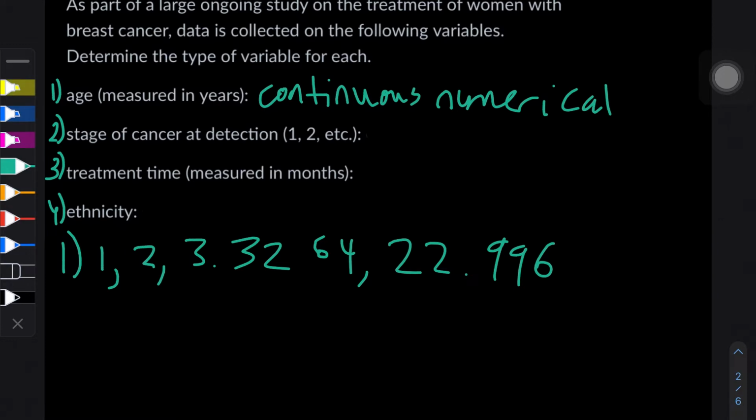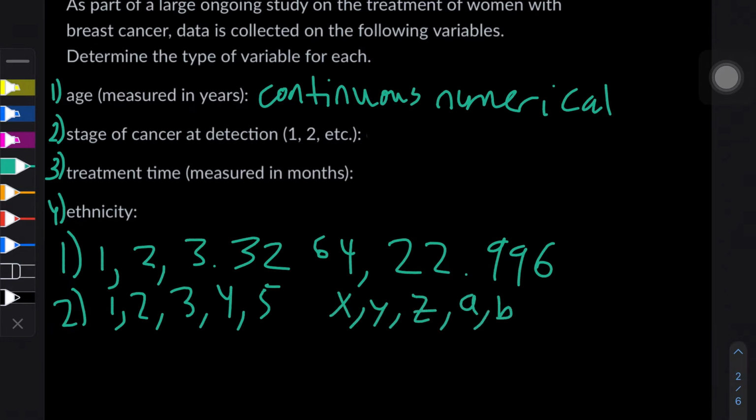Okay, so now number 2. This one's a little tricky because it's dealing with cancer stages, and those are made in numbers. But this is not a numerical variable. This is a categorical variable because it uses 1, 2, 3, 4, 5, when they could also use X, Y, Z, A, and B, right? It doesn't matter that you're using the numbers, you're just using the numbers to represent something else. So you're not actually counting up, you're just saying there's 5 stages, right? So this is going to be categorical.